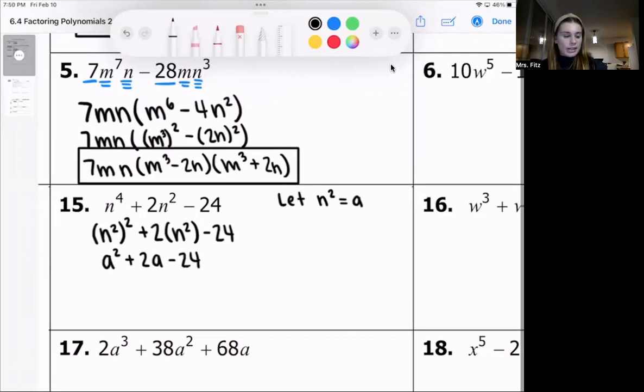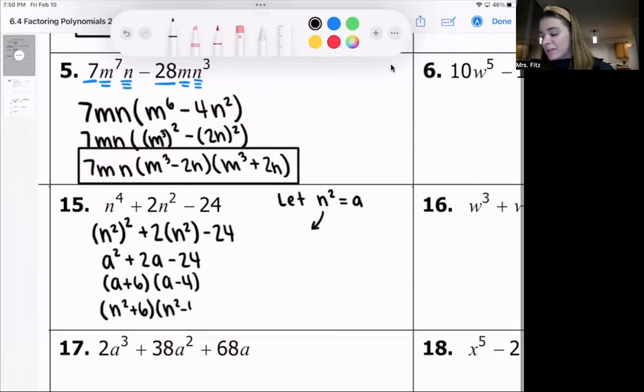Well, now this looks just like a quadratic. So what are two numbers that multiply to negative 24 and add to 2? Well, we could use positive 6, right, and negative 4. So this factors to a plus 6 times a minus 4. And then from there, we just sub back in n for a. So it is n squared plus 6 times n squared minus 4.